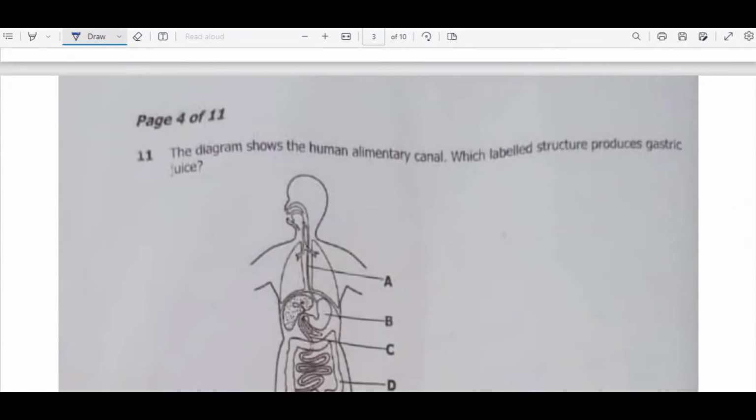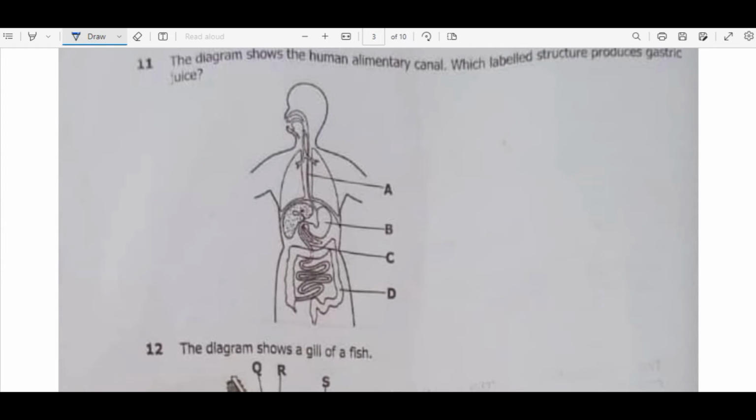So we can move quickly to 11. The diagram shows the human alimentary canal. Which labeled structure produces gastric juice? We have A, B, C, and D. So gastric juice is produced by which organ? When you look very carefully, obviously it is not produced in A. When we look at B, okay, C is not an answer, and D also is not an answer. So the answer is B there.